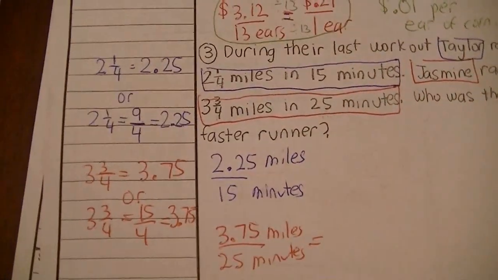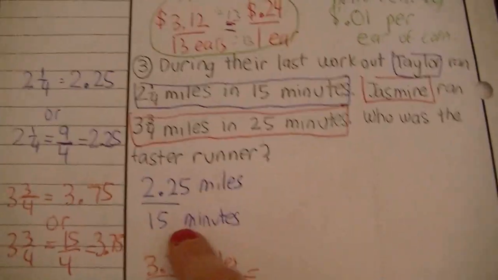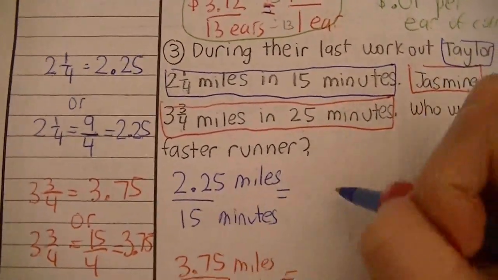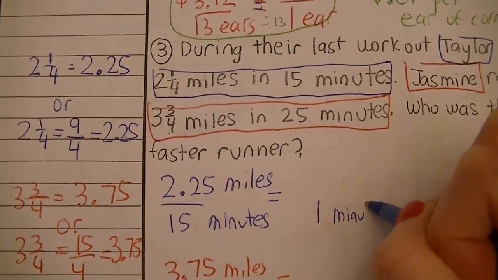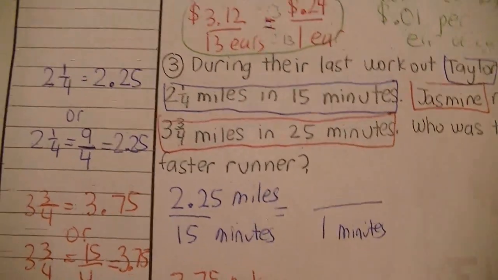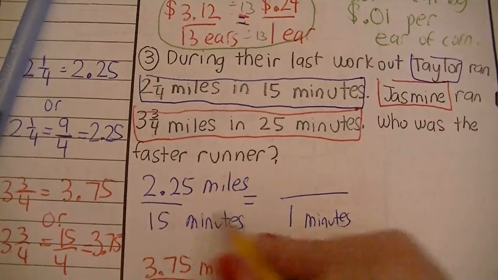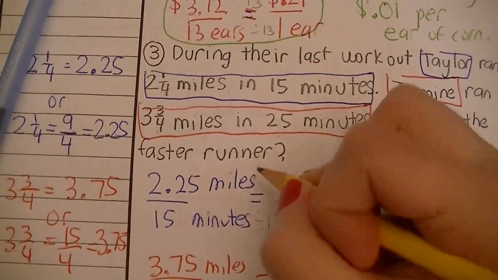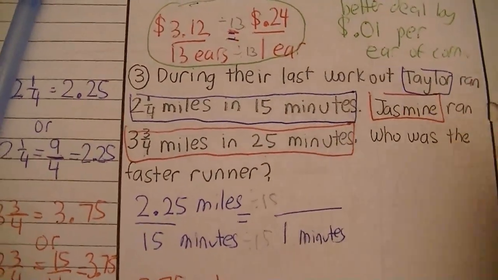Okay, let's go ahead and figure out the unit rate. So this is not the unit rate yet because the 1 is not on the bottom. We want 1 on the bottom, and that's when you know you found the unit rate. Okay, so 15 divided by what number is 1? Well, it's 15. So 2 and 25 hundredths divided by 15.